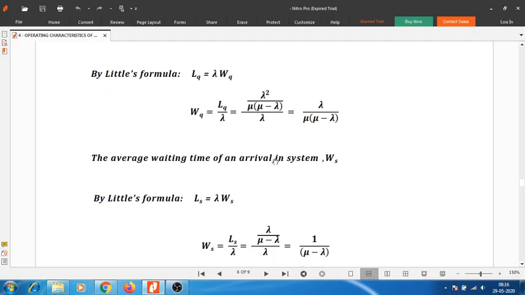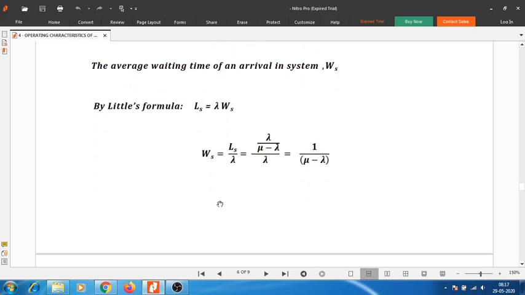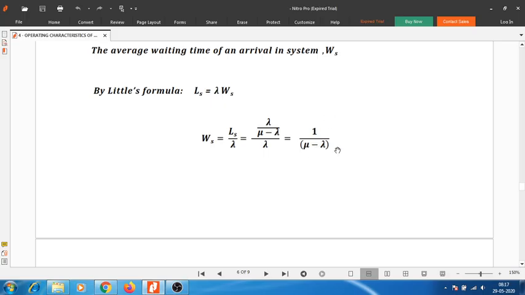Similarly, by using Little's formula, we get the average waiting time of an arrival in the system. That was the average waiting time in the queue; now it is the average waiting time in the system. S stands for system, and small q stands for queue. LS is equal to lambda into WS. By using this relation, WS will be simplified as 1 by (mu minus lambda). Are you okay? Right.